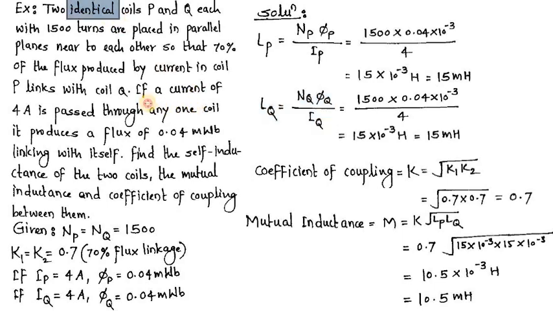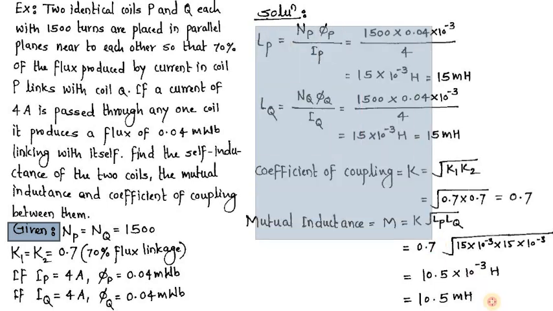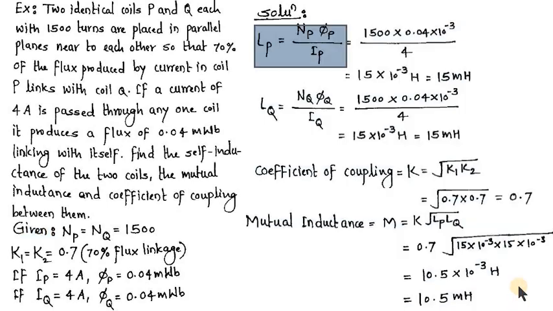You should have focused on the words any one coil when carries current 4 ampere, it produces a flux of 0.04 milliweber linking with itself. So unless and until you focus on the words in such numericals, you will not be able to fetch proper data over here, and hence you will not be able to solve it accurately in this fashion. I hope you will carefully look for the given data in such numericals and will solve these numericals.